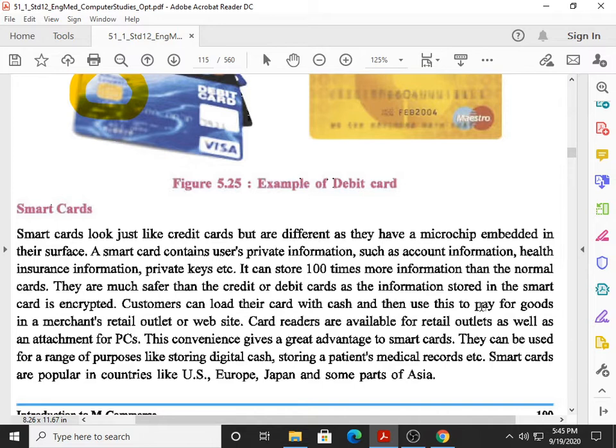storing digital cash, storing patient medical data. And smart cards are popular in countries like US, Europe, Japan, and some parts of Asia. So please remember, these are the places you have to underline. Here smart cards are very popular. People use them for transactions.